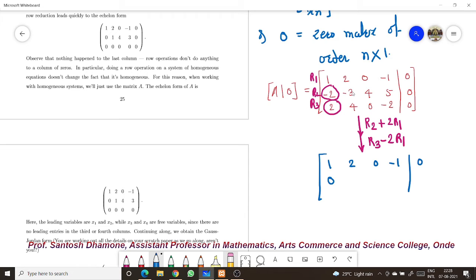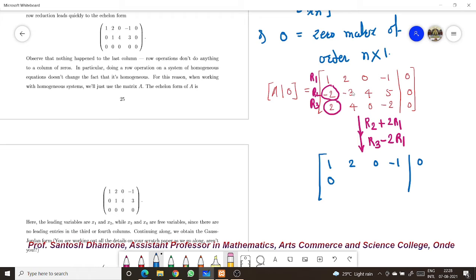If you perform any row operation, this last column of zeros is not affected by any row operations. Row operations don't do anything to a column of zeros.